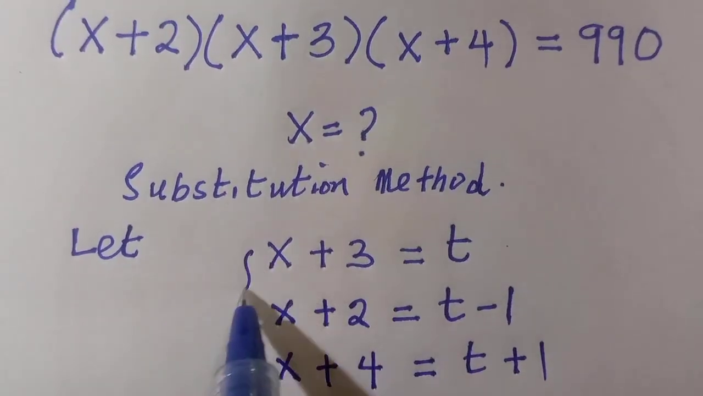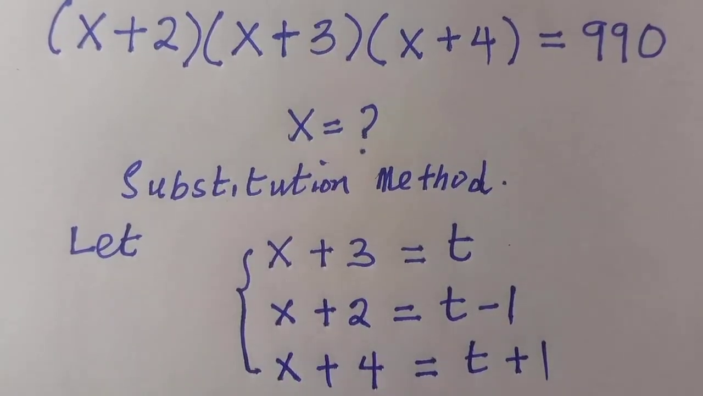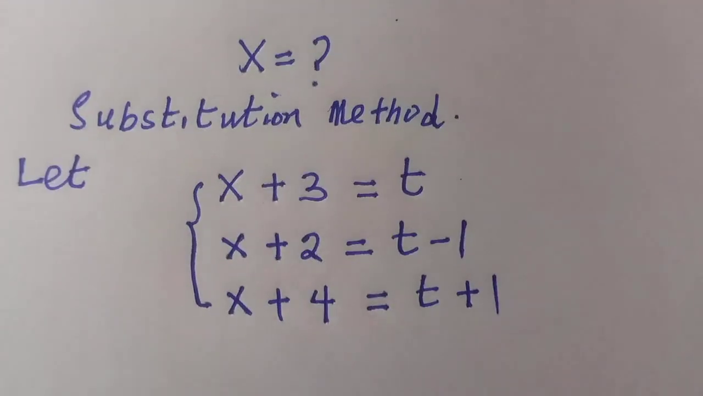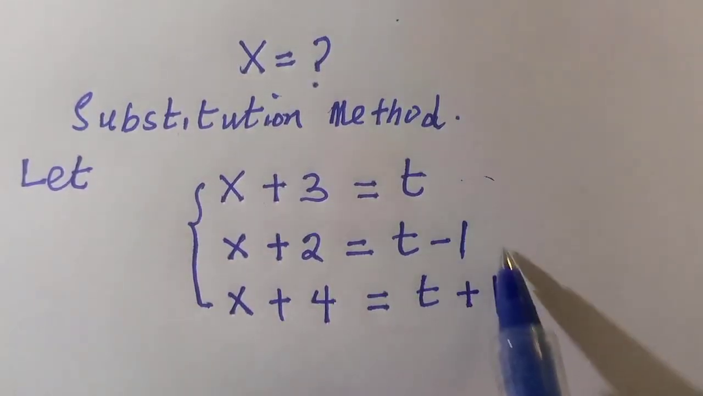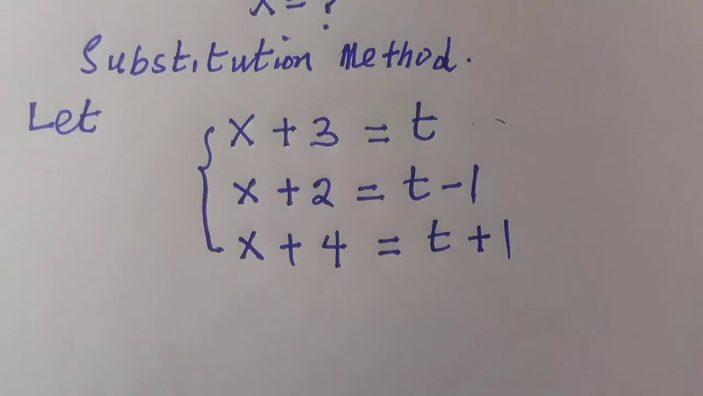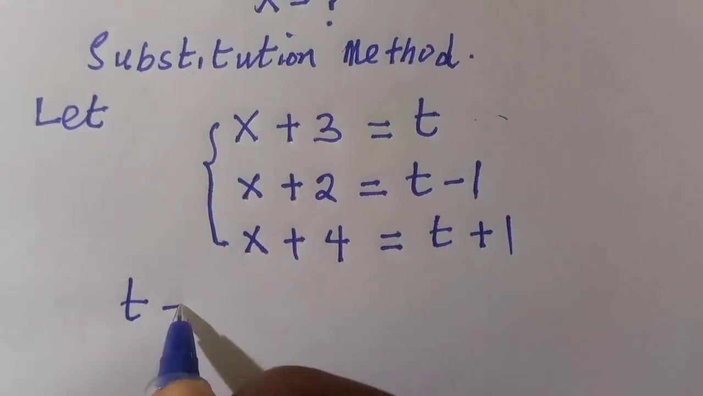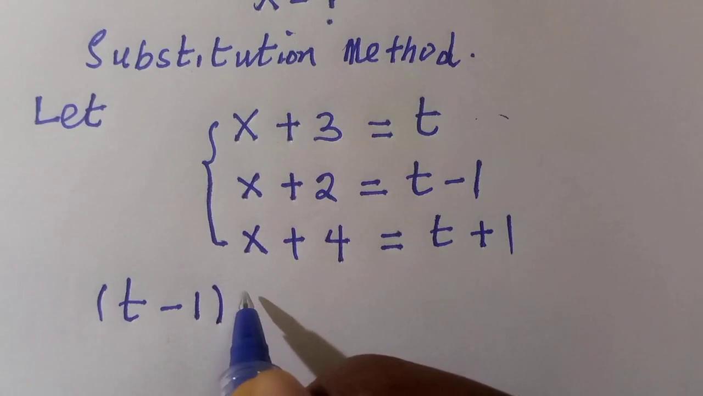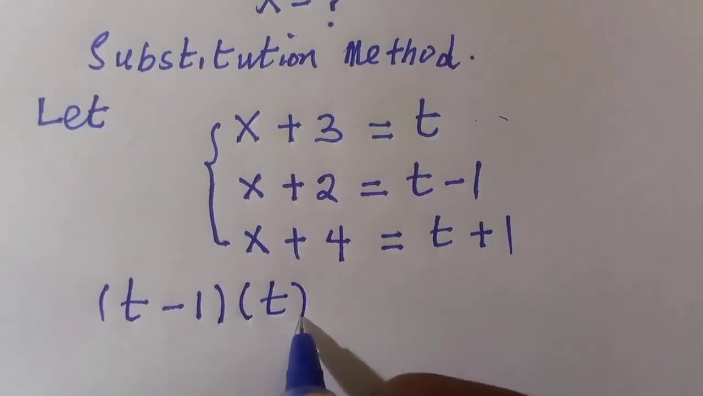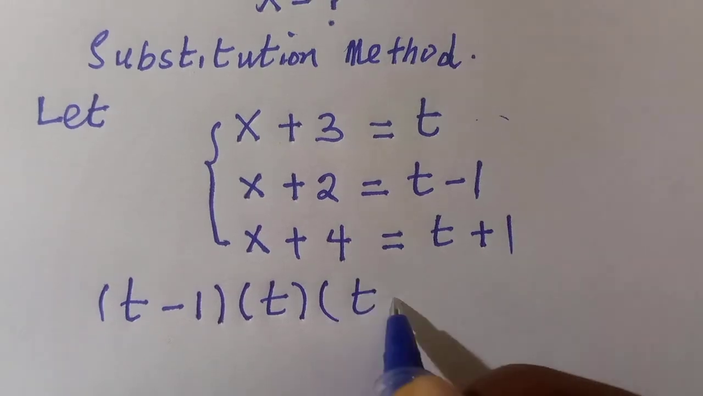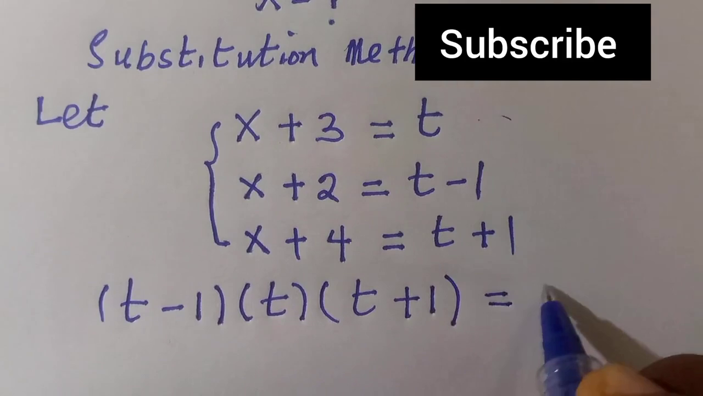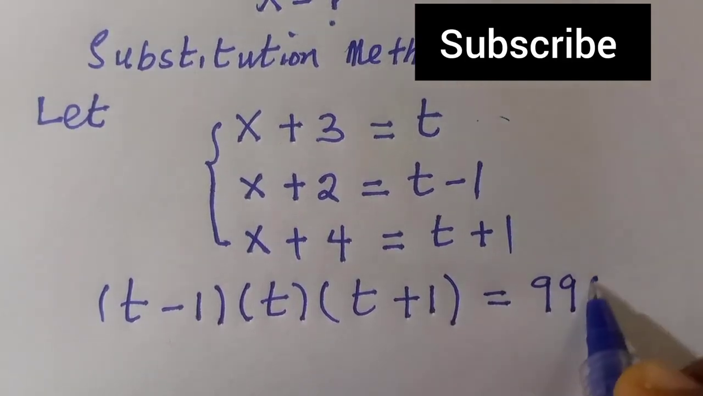Here are all the things we need, as we have substituted all of them with another variable, which is T. So the next step is to substitute them into the initial equation. We have T minus 1 as the replacement of x plus 2, and x plus 3 is now T, where x plus 4 is T plus 1, and everything equals 990.